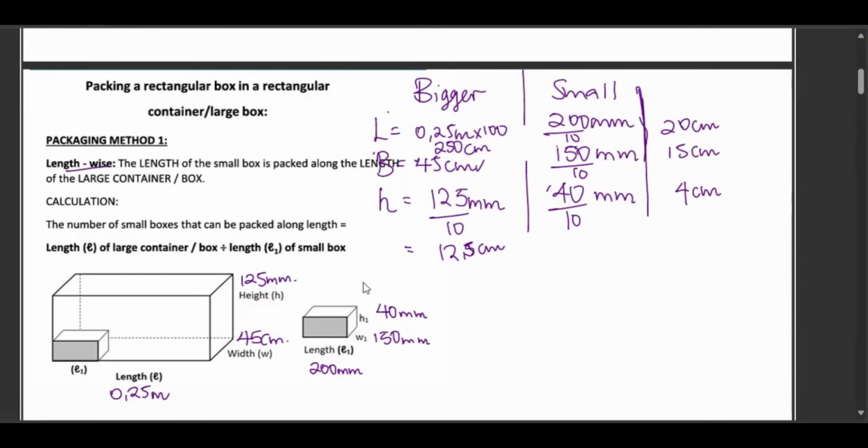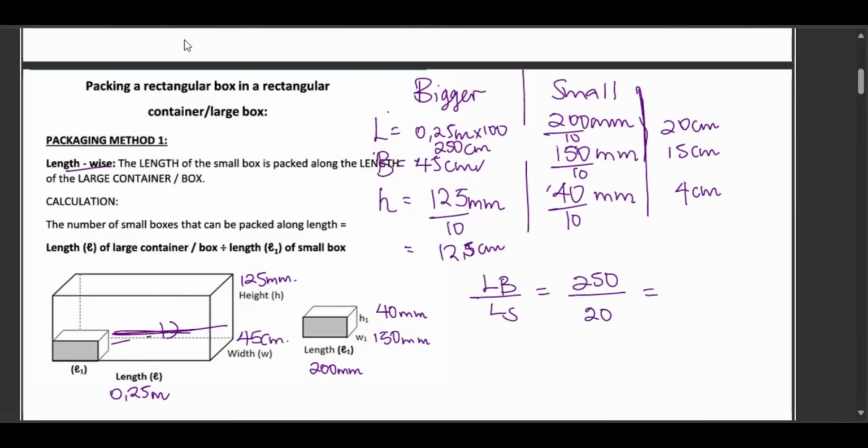So lengthwise, how many boxes will fit on the long side, on this side here? If you are to pack them coming this side like this, how many boxes shall we fit? So this will become the length of the bigger box divided by the length of the smaller box. What's the length of the bigger box? It's 250, divided by the length of the smaller box, which is 20.